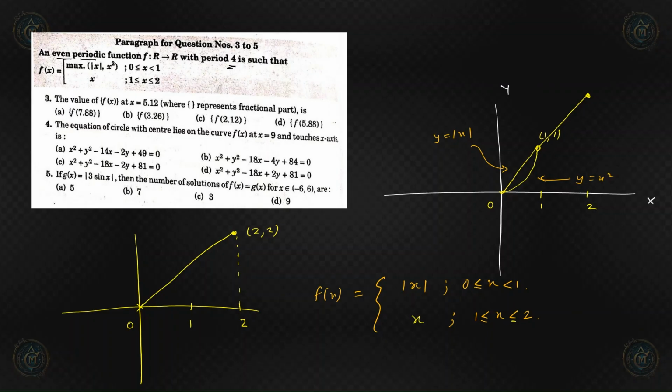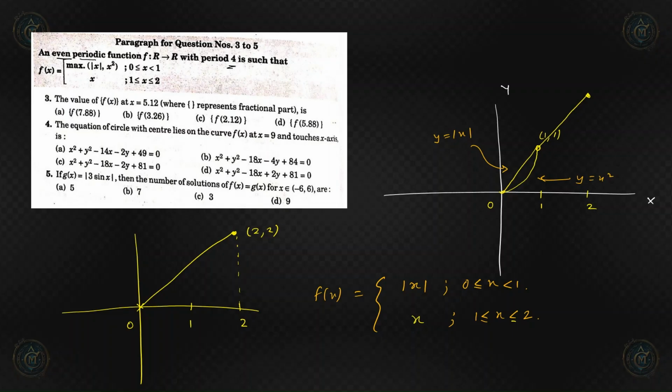Now the question is, we are given the definition of f(x) for 0 to 2 only, right? But we are told that the period of this function is 4, and we are only provided the definition of this function in 0 to 2. Then how can we find the definition for the whole period? Because if we want to find the function completely, we need to find the definition of this function for at least one period, right? So that we can replicate the functional values all over the real line.